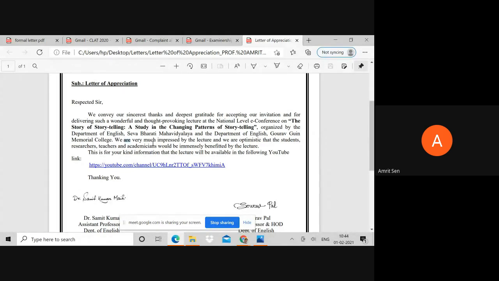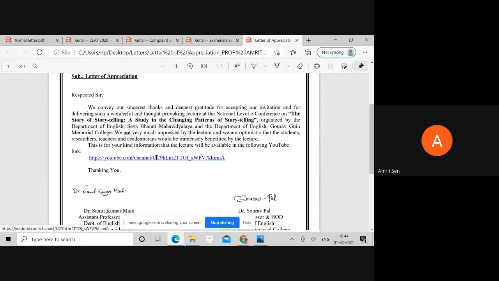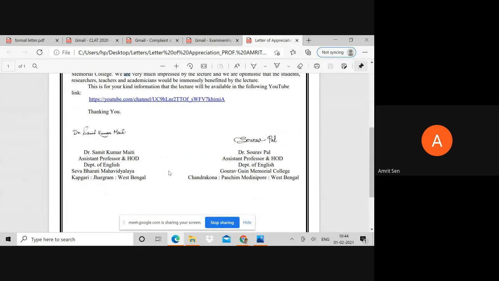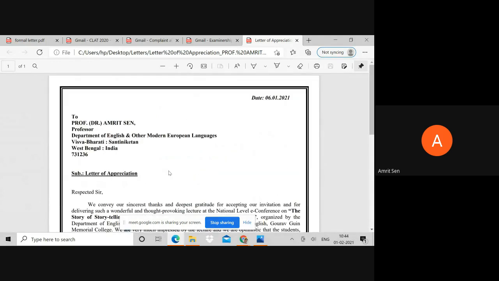We are very much impressed. This is a particularly Bengali way of making an error. You should never write this. We are impressed is fine. We are very impressed is also fine. Never use we are very much grateful. We are very much impressed. That is an error in English, right? And then they say, this is for your kind information that the lecture will be available here and here. So, thanking you. And they have signed off, both of them.